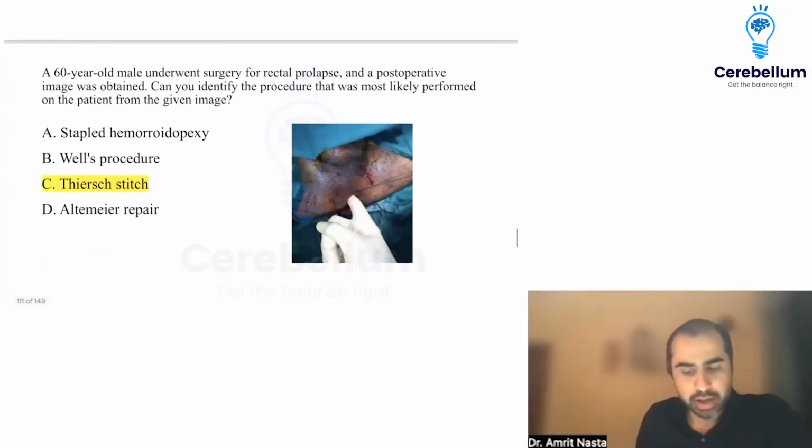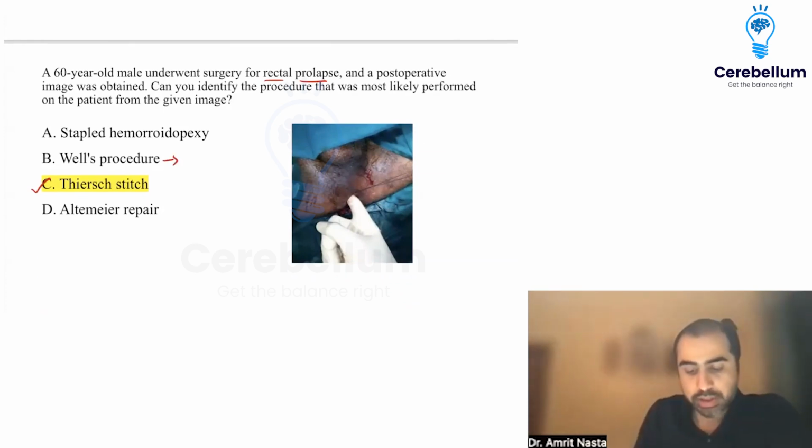Okay, this question I had asked in the class. Patient underwent surgery for rectal prolapse. This is the image. I have shown you this image. This is going to be Thiersch's stitch or Thiersch's anal wiring. Okay, this is going to be Thiersch's anal wiring.